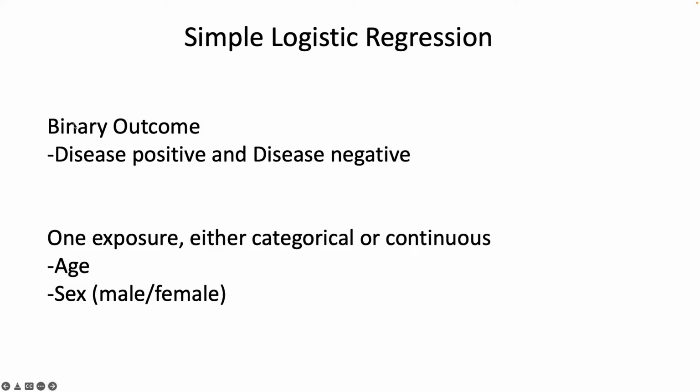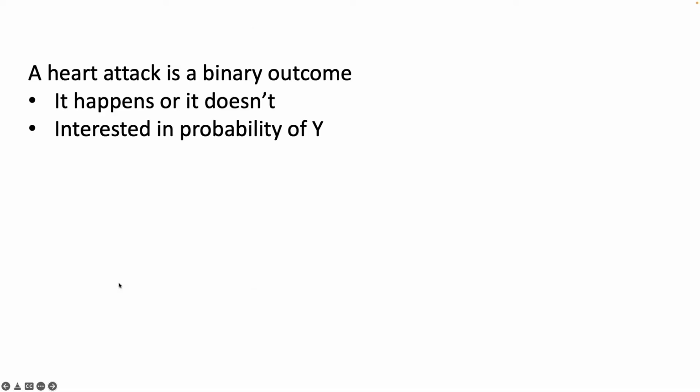Like I said before, with simple logistic regression, you have a binary outcome. You're disease positive or disease negative. It happens or it doesn't. And your exposure can be either continuous, like age, or categorical, just like the outcome, where it has a finite number of options. Because our outcome is something that happens or it doesn't, in our y equals mx plus b formula, the y would be the probability of the event happening given what we know about the exposure.